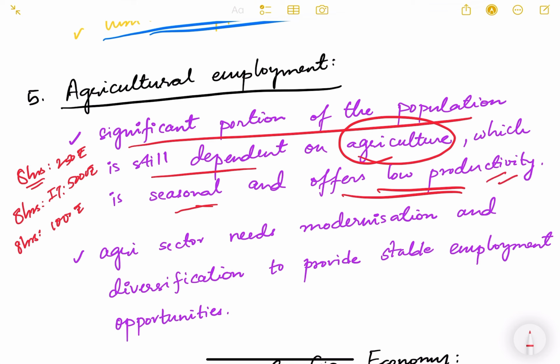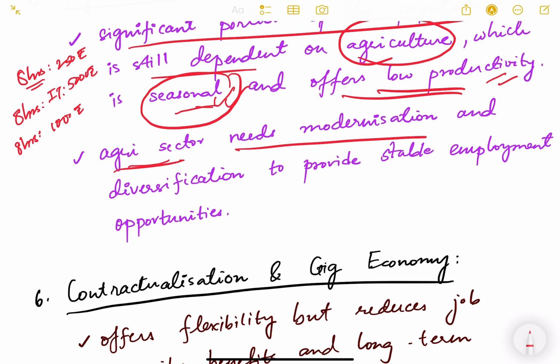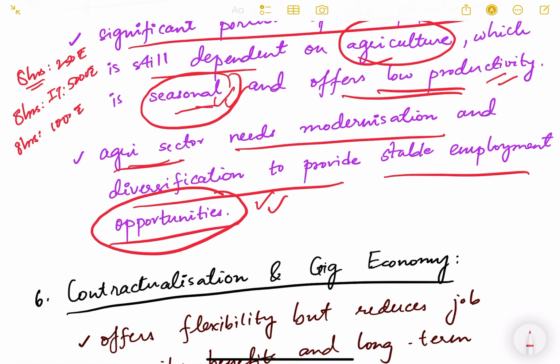It is low in agriculture, and agricultural employment is also seasonal. Only during the sowing season or harvesting season will they find employment. The rest of the time they will remain unemployed. So that is a problem which again leads to rural distress. The agricultural sector needs modernization and diversification to provide stable employment opportunities. So we need to ensure that people get stable employment opportunities in agriculture. With modernization, people can be drawn from agriculture to food processing industries, cottage industries, or other MSMEs. That has to be done in order to reduce dependency on agriculture.